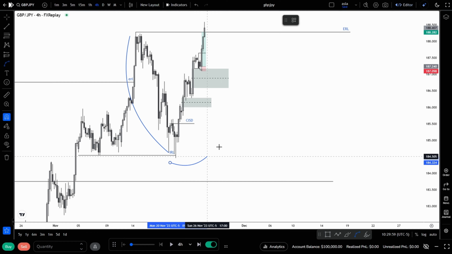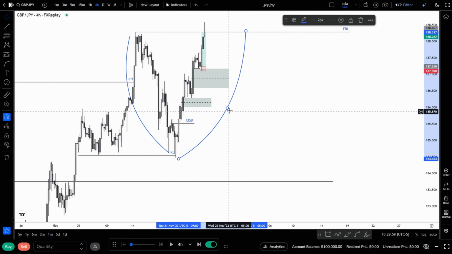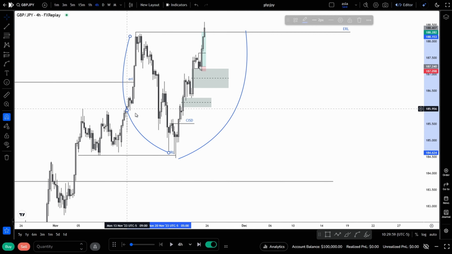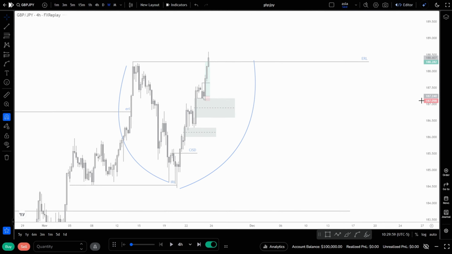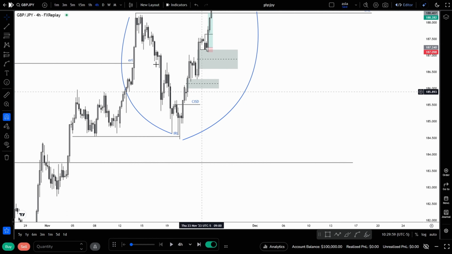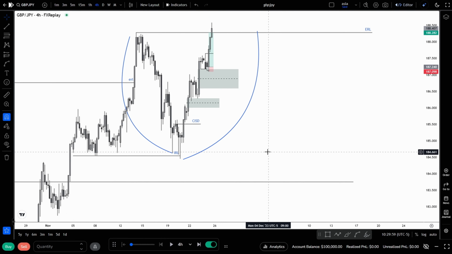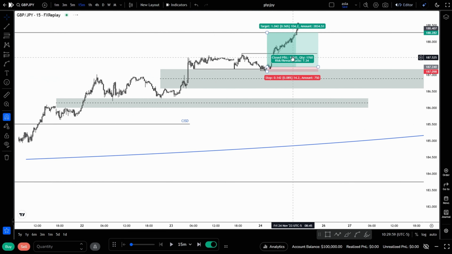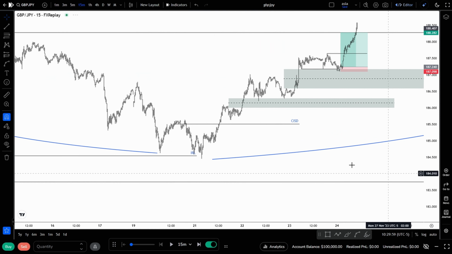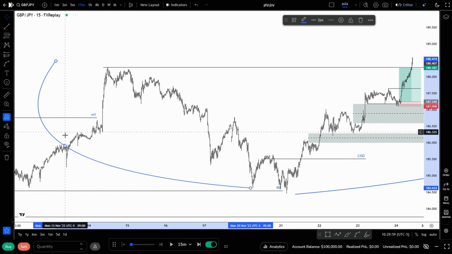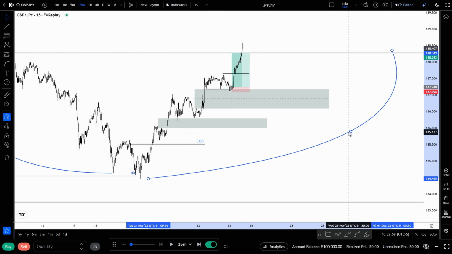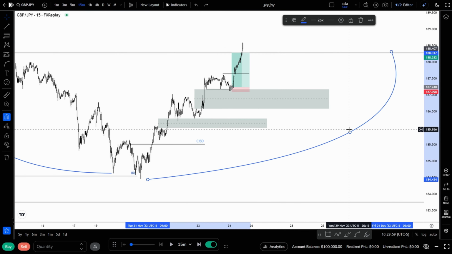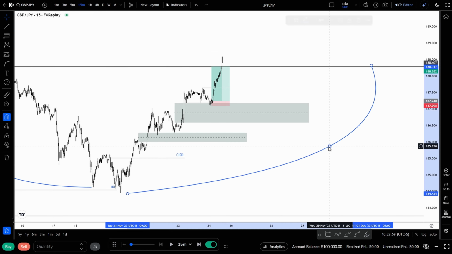To summarize, on the weekly we moved from external range liquidity to internal range liquidity and then back to external range liquidity. On the 4-hour, we transitioned from a sell model to a buy model using the same internal to external framework. Then on the 15-minute, we executed using the same logic. This is the power of understanding the relationship between internal and external liquidity across multiple time frames. It allows you to build a narrative from the higher time frame and execute precisely on the lower time frame.